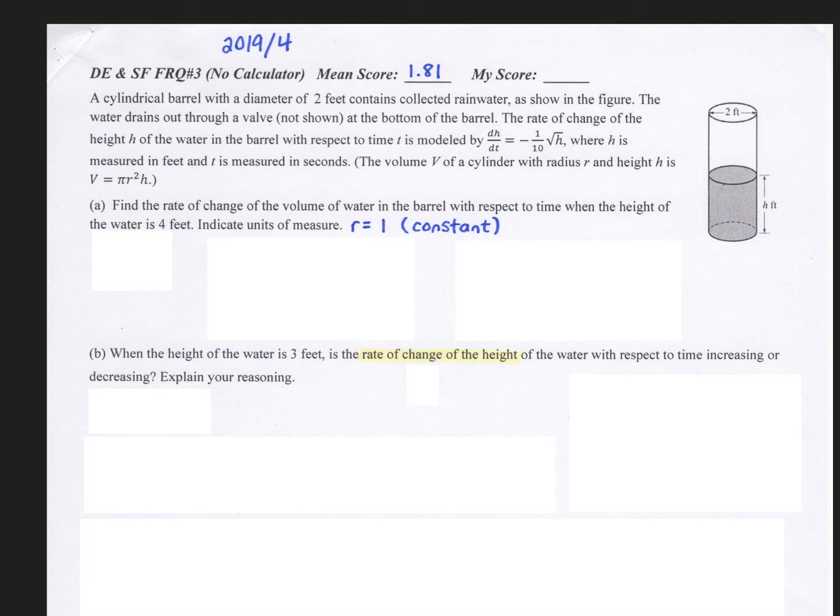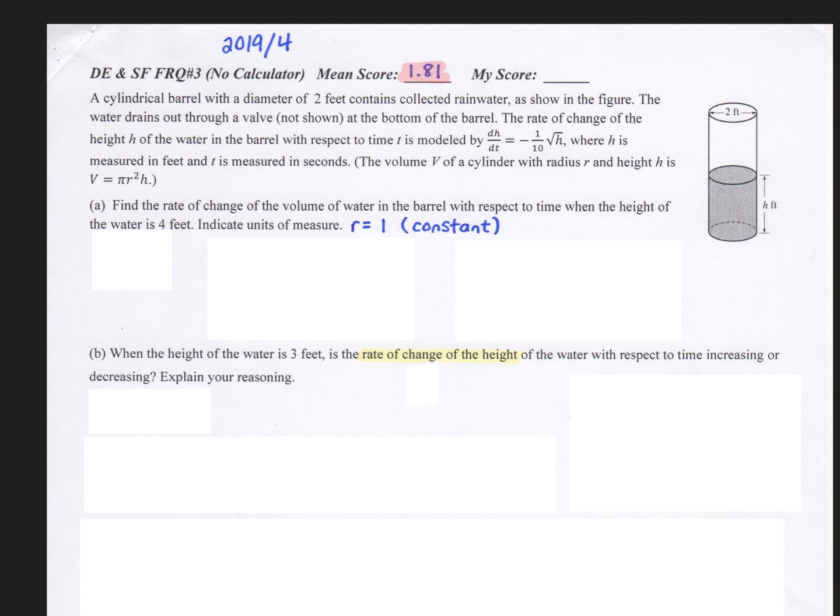DE number 3 is from the 2019 exam. It was question number 4, and you can see by this mean score that it was a difficult question. And its difficulty is not just in the differential equation portion, but there's a lot of related rates going on in this question.